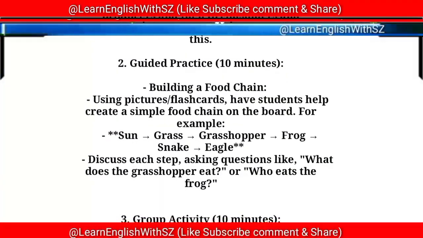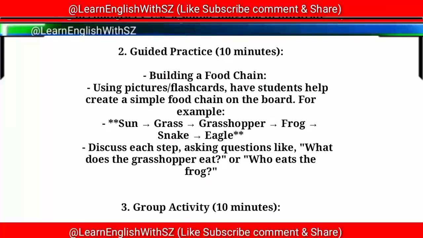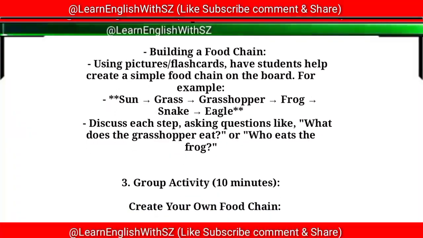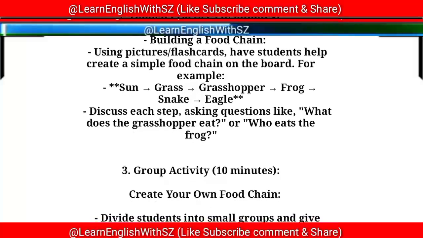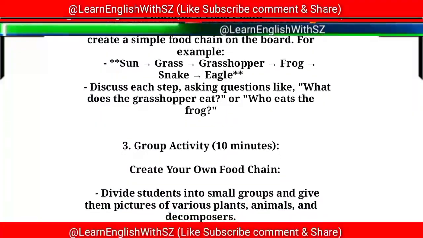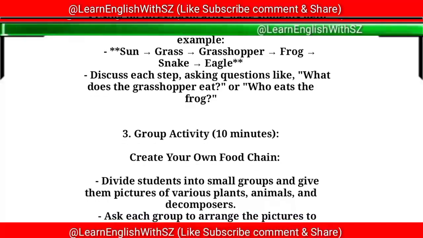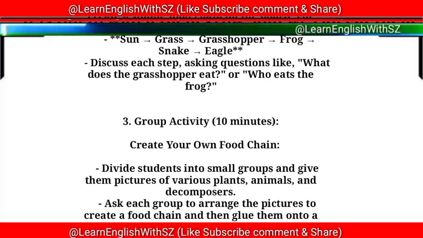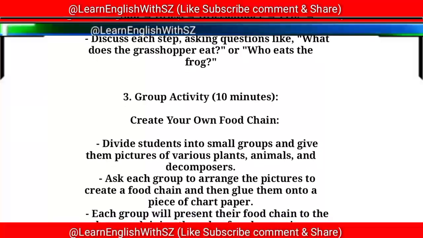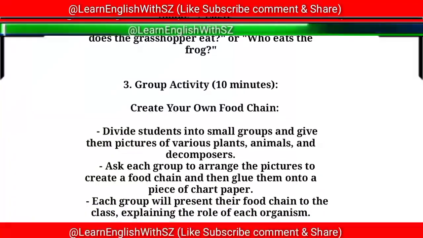3. Group activity, 10 minutes. Create your own food chain. Divide students into small groups and give them pictures of various plants, animals, and decomposers. Ask each group to arrange the pictures to create a food chain and then glue them onto a piece of chart paper. Each group will present their food chain to the class, explaining the role of each organism.